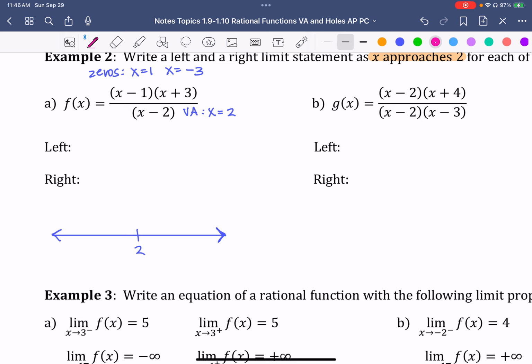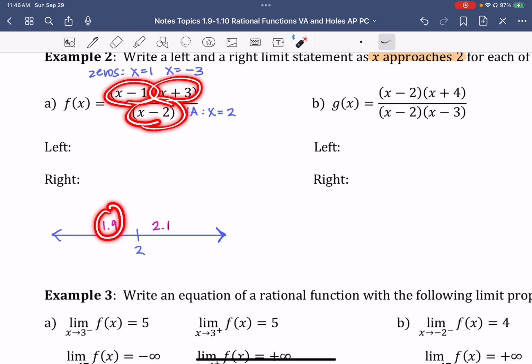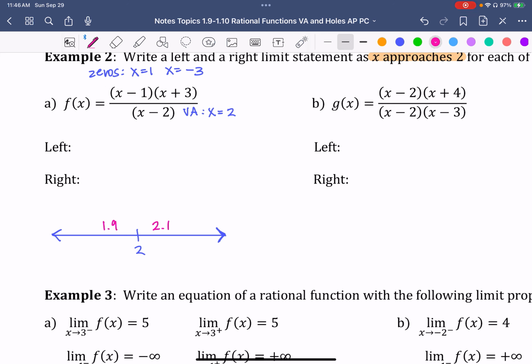Okay, now I want to think of a number that comes right before 2, but not too far away. Because remember, you don't want to be far. So think of a decimal that's right before 2. I can think of 1.9. And right after 2 would be 2.1. Okay, now what I'm going to do is plug these into all of these factors here. 1.9 minus 1 would be positive. 1.9 plus 3 is positive, and 1.9 minus 2 is negative. This interval would end up being negative.